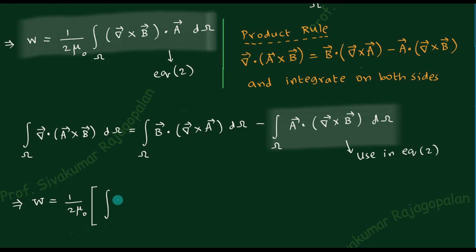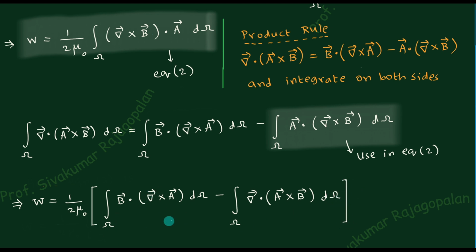So integral over omega, you have B dot curl of the A vector d omega, then minus the divergence of A cross B, and that's it, d omega, close bracket.